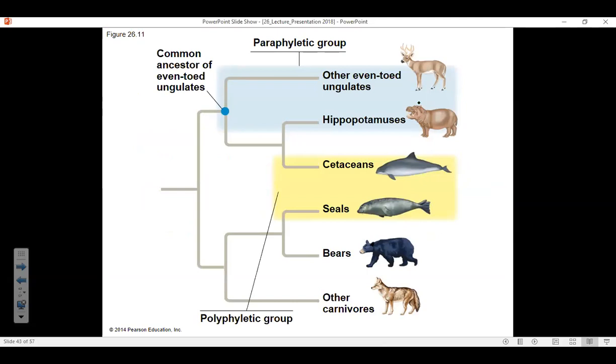All right, so here's showing again, Liana, the different groups where we have the paraphyletic. Maybe they just realized that the hippopotamus and the even-toed ungulates were similar to each other. They know a common ancestor. But when they were digging for fossils, they hadn't found the dolphin group and the seal group yet. So the paraphyletic is where you've got most of it, but not all of it. The polyphyletic.